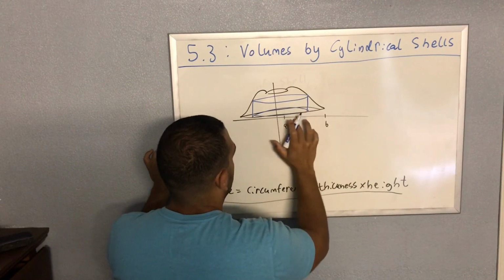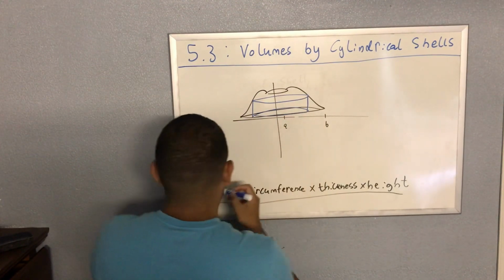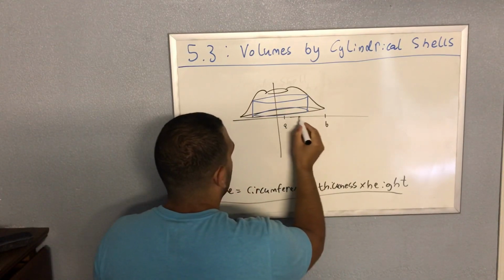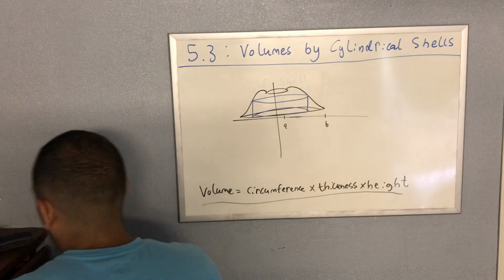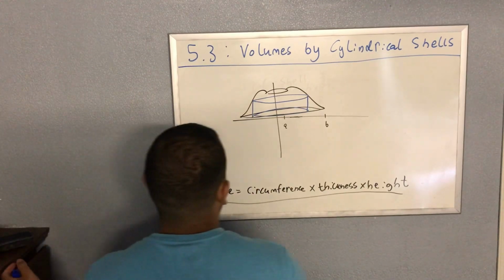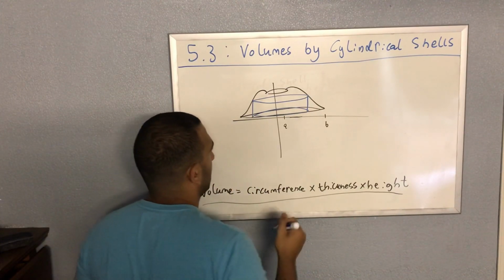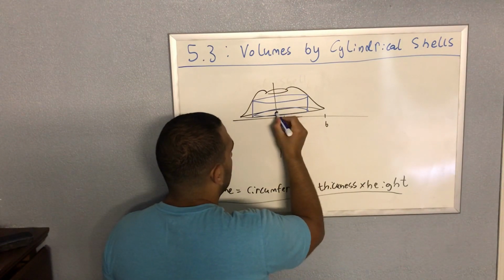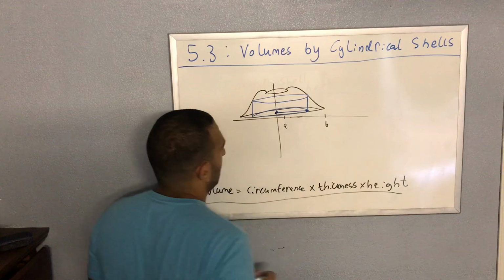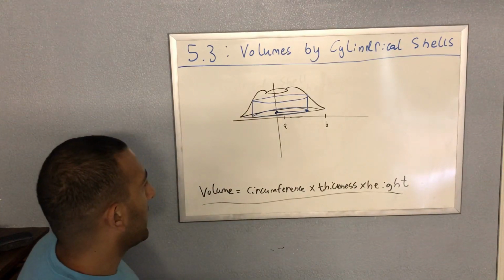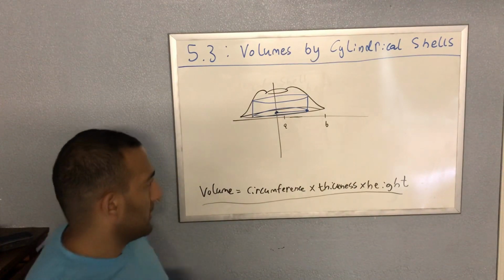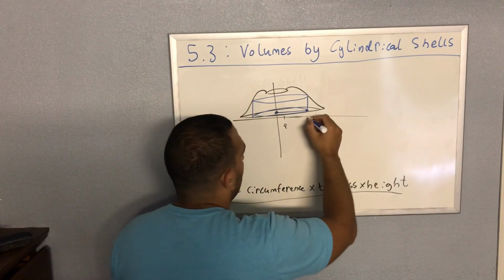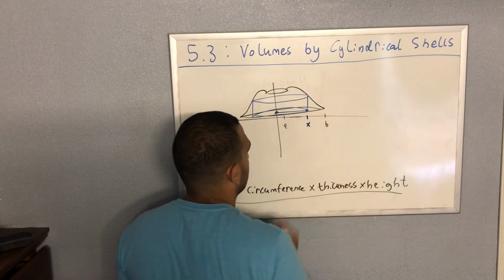Or let me erase this for a second. So let me draw one of these arbitrary cylinders. Okay. So this is one of the cylindrical shells that we're using. Now, from here to here is the radius of the shell, right? You can go from here to there, but it's symmetric, right? So we'll call this arbitrary point X.